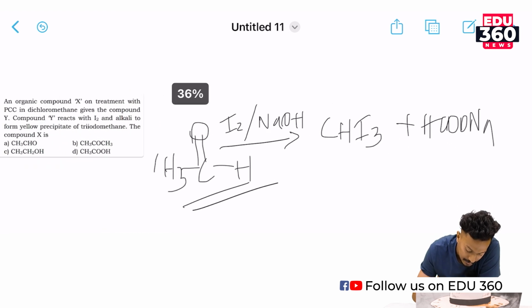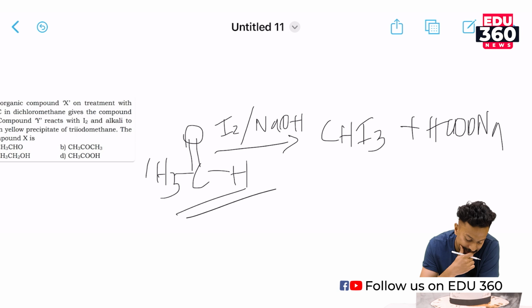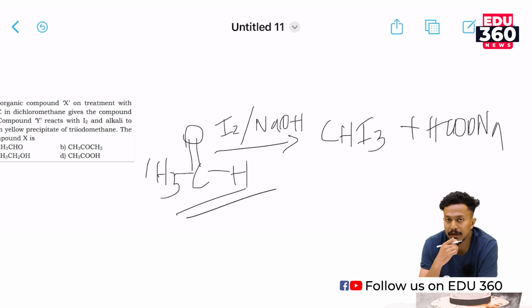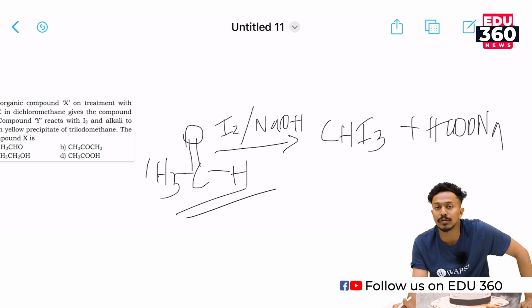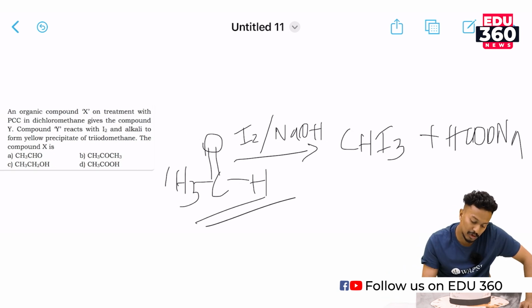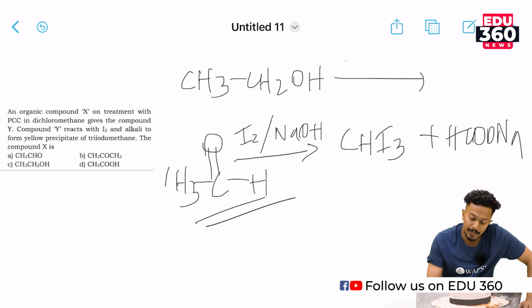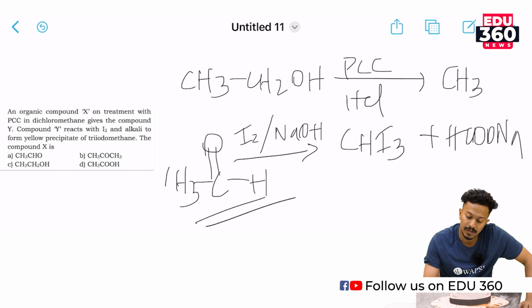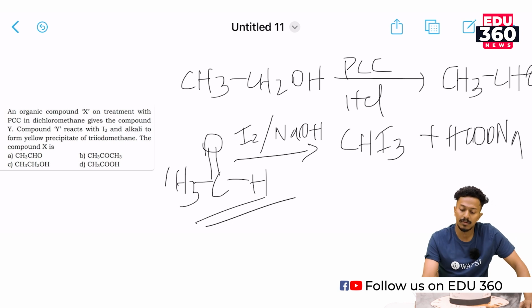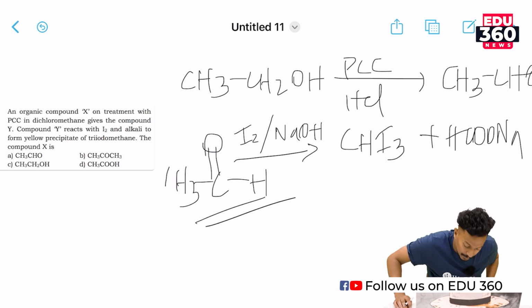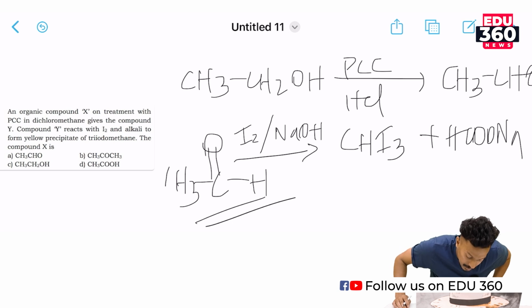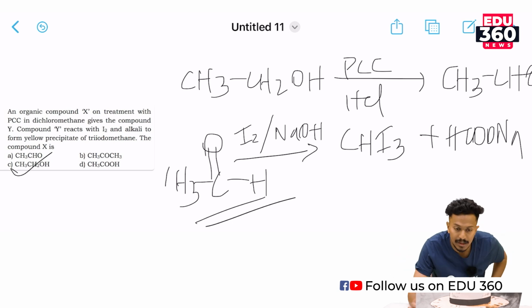This is when an organic compound X is treated with pyridinium chlorochromate. So an alcohol is oxidized to form an aldehyde. So the correct option would be CH3CH2OH, with PCC and HCl, which gives CH3CHO. So the correct option would be option number C. Am I right?